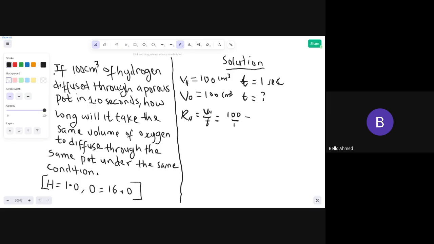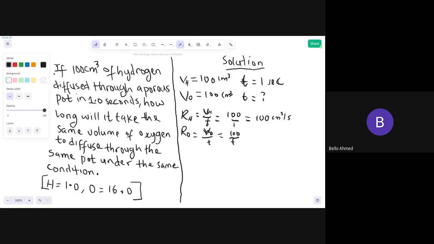So that is going to give me what? Of course, that is going to give me 100. It's still going to give me 100. So that's going to be 100 cm cube per second. Now, what about the rate of diffusion of oxygen? The rate of diffusion of oxygen is going to be the volume of oxygen divided by the time for oxygen to diffuse. And that is going to give me the same thing, 100 divided by T.